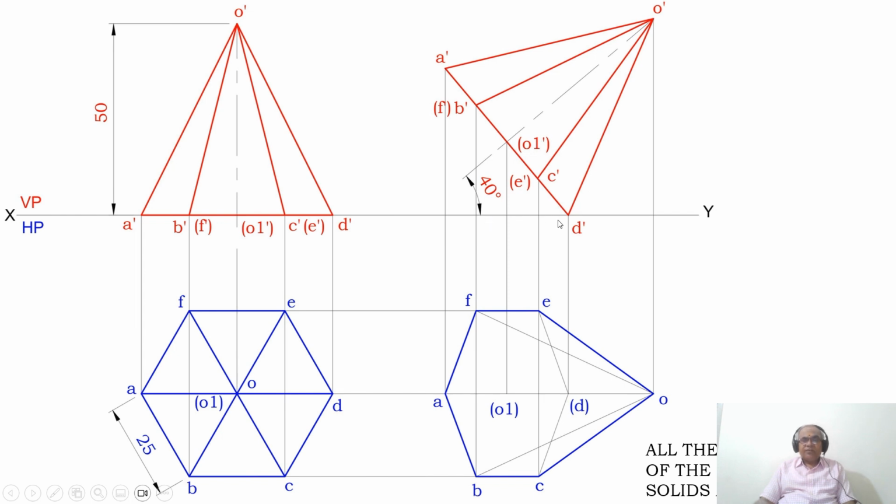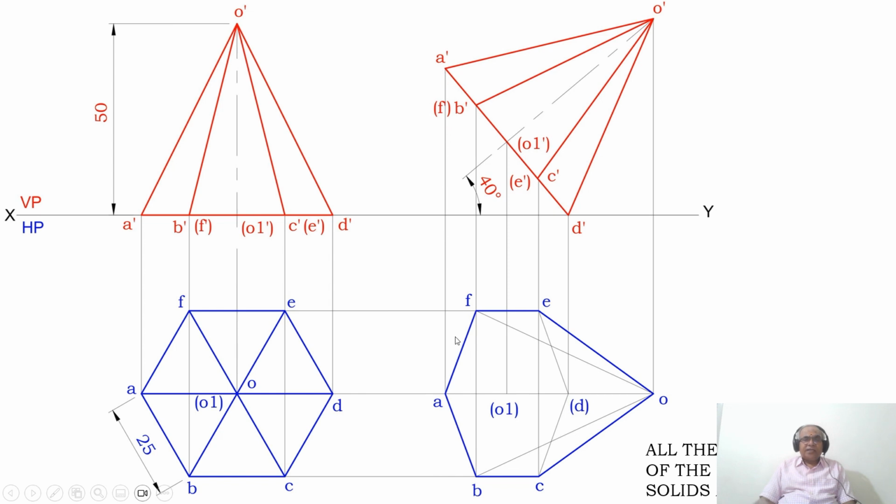Such that one of the base edges is resting on HP, such that the two of the base edges containing the corner on HP make equal inclinations. That is, DE and DC are the two of the base edges which are making equal inclination with respect to HP. Now, I want to draw the top view.